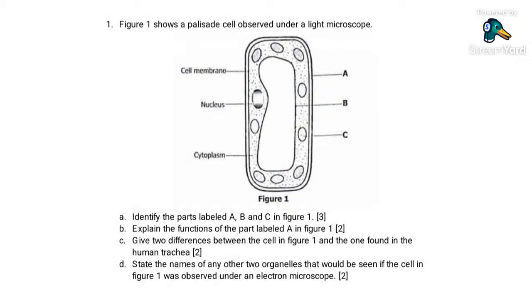What are the two differences between an animal cell and a plant cell? Okay, so we've got an answer. A plant cell has cytoplasm, while an animal cell has no cytoplasm. Try again, Charles. Try again. Palisade cell has chloroplast, while animal cell does not have. That is correct.